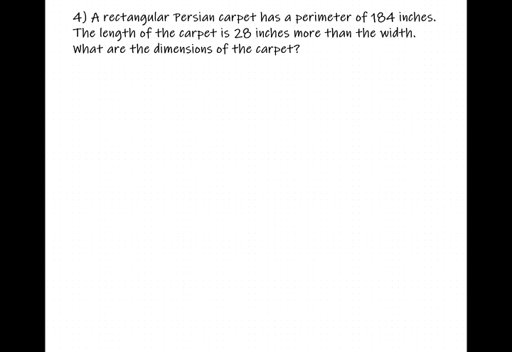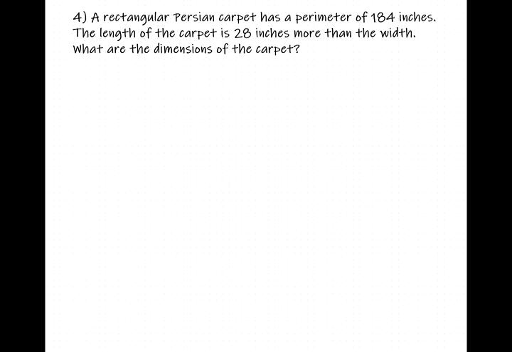I'm going to pick up right where the last video left off with number 4 on the worksheet. So we have a rectangular Persian carpet that has a perimeter of 184 inches. The length of the carpet is 28 inches more than the width. What are the dimensions of the carpet?